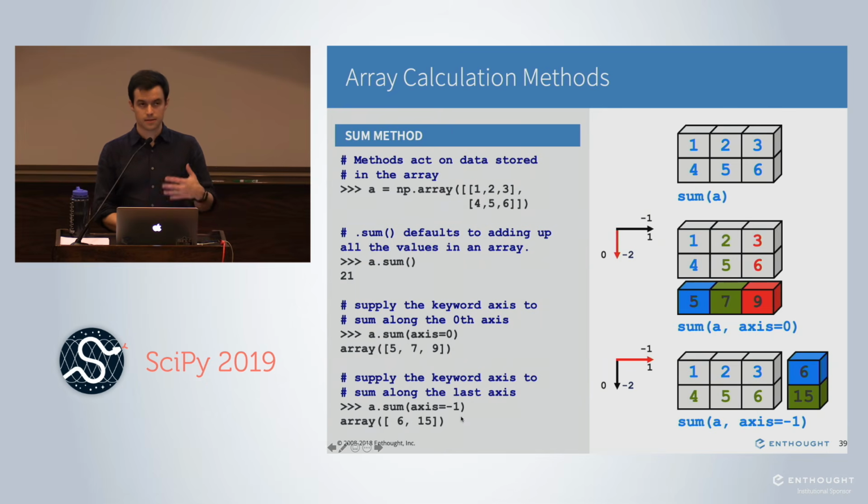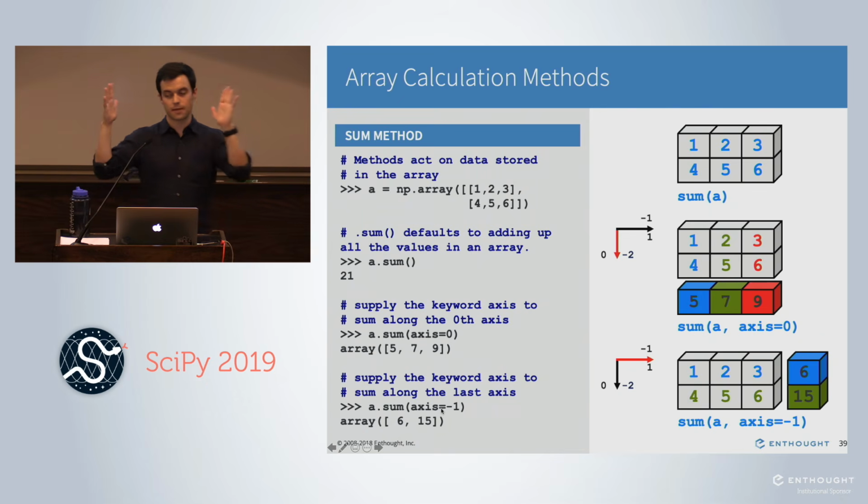And that axis can be positive, which is very common, but it can also be negative. Here we're doing the sum along the last axis, and the last axis is always columns, so we're collapsing our arrays like this. That gives us an array with the values 6 and 15.